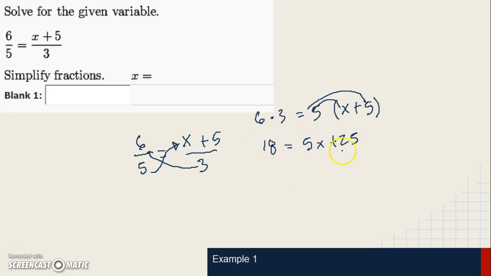So the first thing I'm going to do is eliminate the 25 by subtracting 25 from both sides. Minus 25, minus 25, and I get negative 7 equals 5x. Now I've got to eliminate the 5 since it's connected to x through multiplication. I'm going to divide both sides by 5, and I'm left with x equals negative 7 over 5. And I already know that I can't simplify this fraction, so I'm going to go up here in my answer bar, and I'm going to type in negative 7 divided by 5.